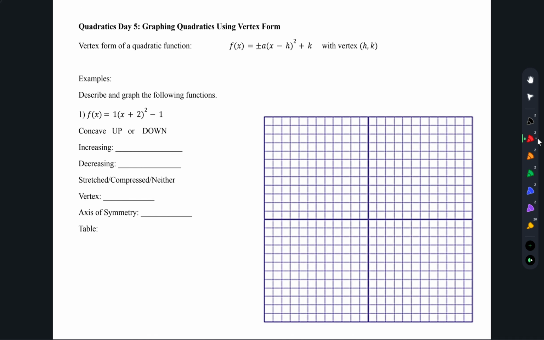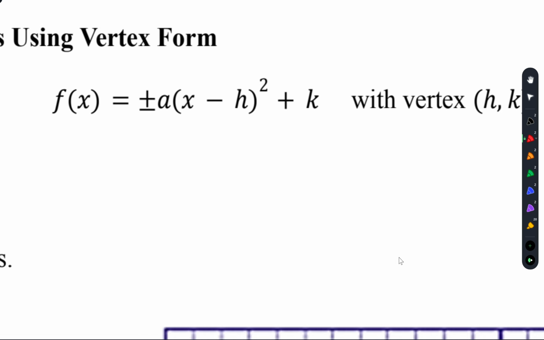For day 5, we are going to continue talking about graphing using vertex form. All of the equations we're going to see today are already put in vertex form. We haven't learned how to convert something from standard form into vertex form. We'll start doing that tomorrow. For those of you in Algebra 2, that's completing the square. We will get there momentarily. But for right now, all of the functions we're going to see are already in vertex form.